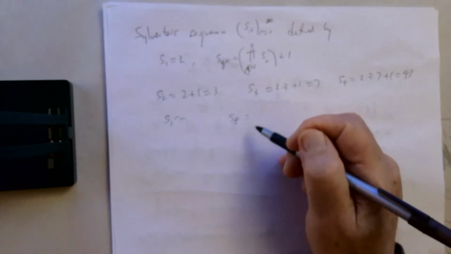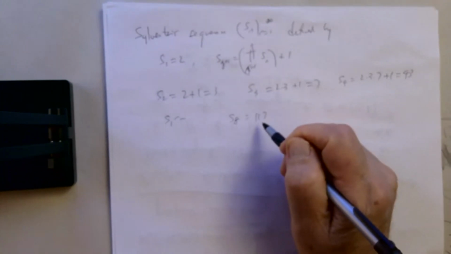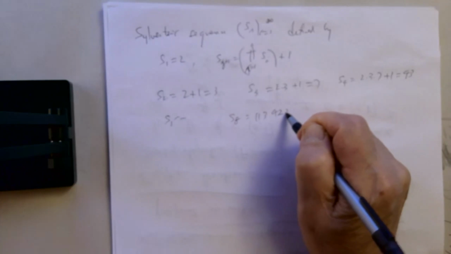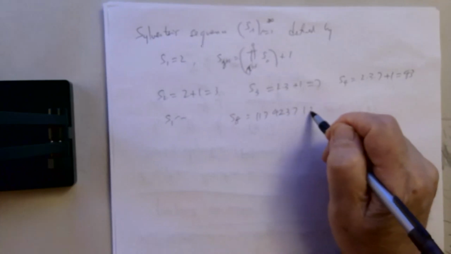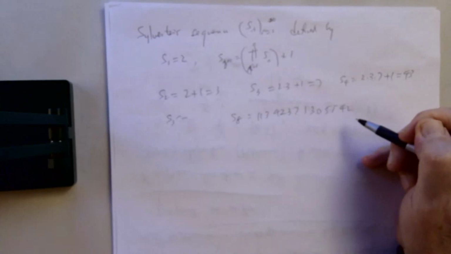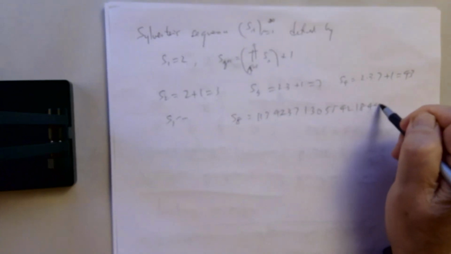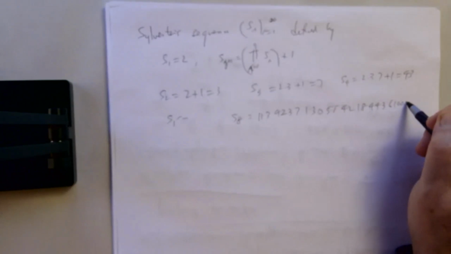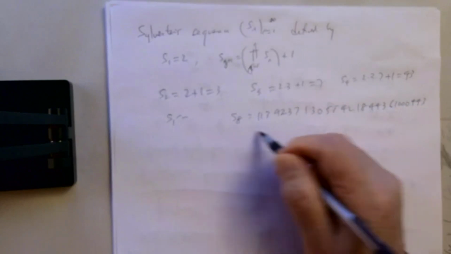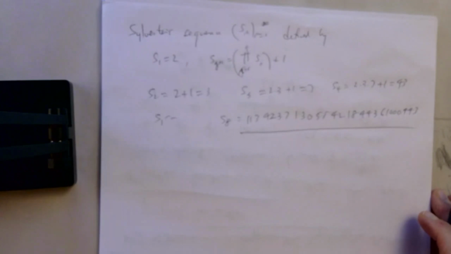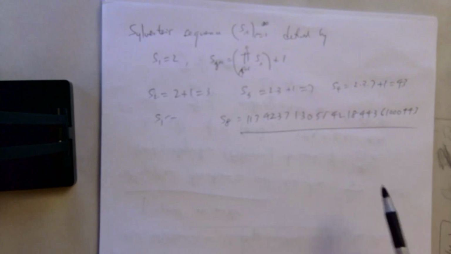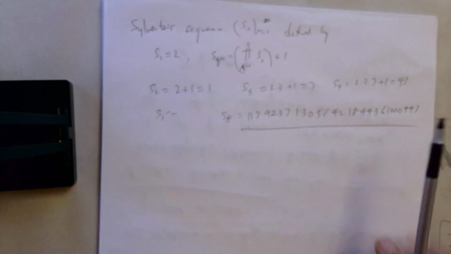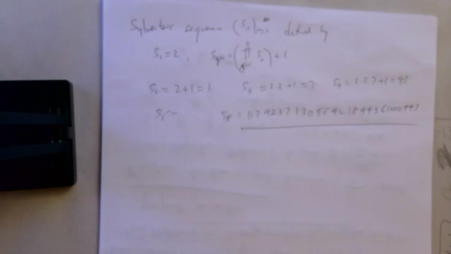S8, for example, I don't know if you can do it in your head. It's 113,423,713,055,421,844,361,000,443. So, I mean, in old school number theory, you believe every now and then you should see a number. Number only means positive integer. And there we have a beautiful number, right? So that's the 8th number in Sylvester's sequence.